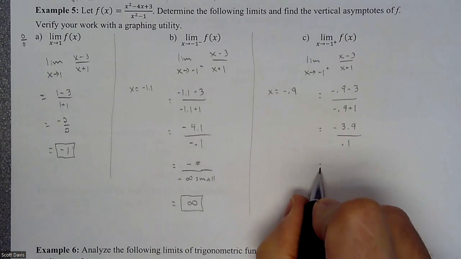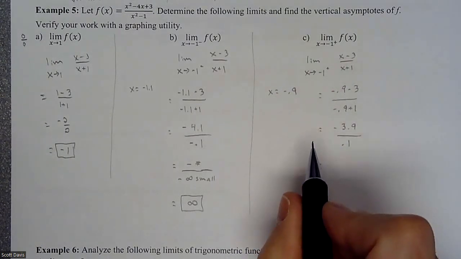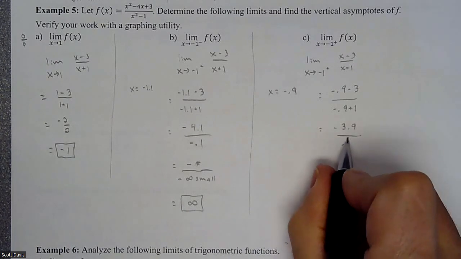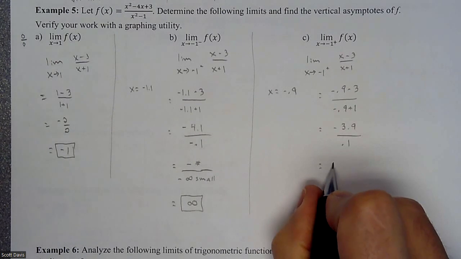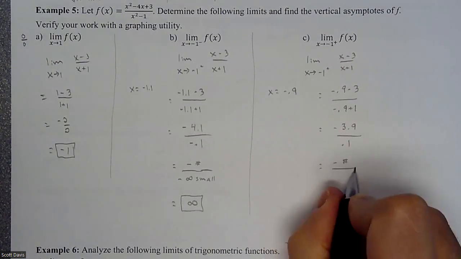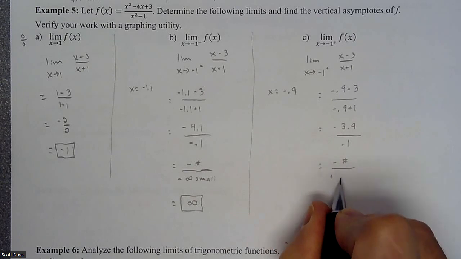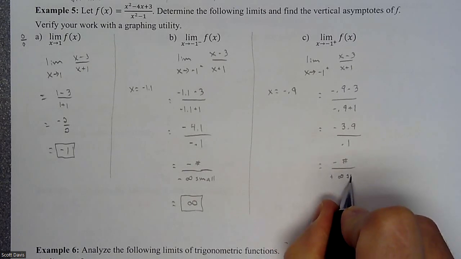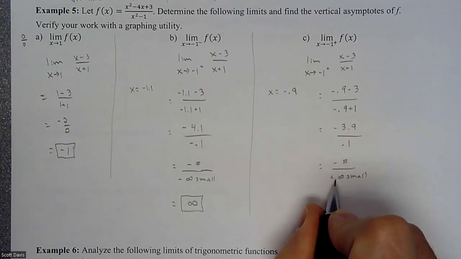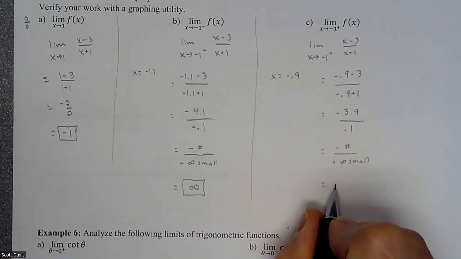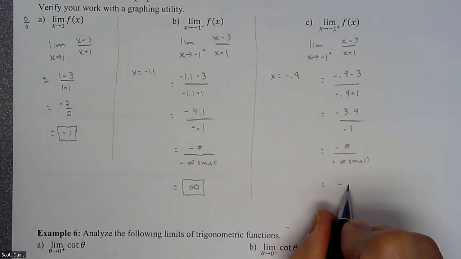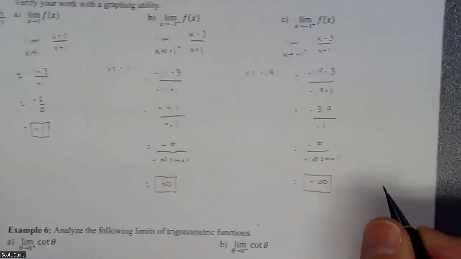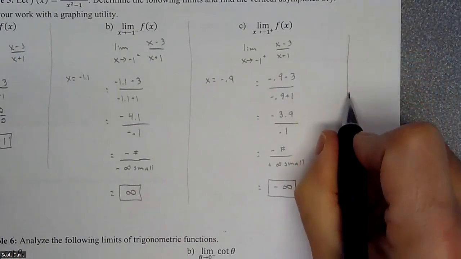So the idea is that if we get this closer and closer to that -1, this value is getting infinitely small and this value is approaching -4. So it's going to be a negative number divided by a positive infinitely small. This time, negative divided by a positive is going to be a negative, and some constant value divided by something that's infinitely small is going to be infinitely large. So negative infinity.